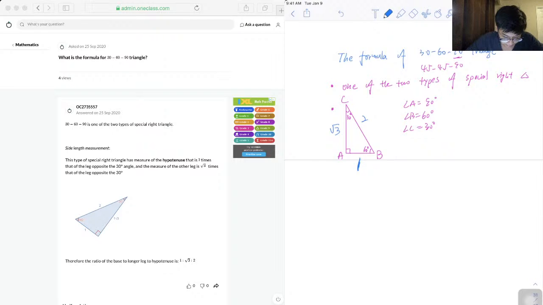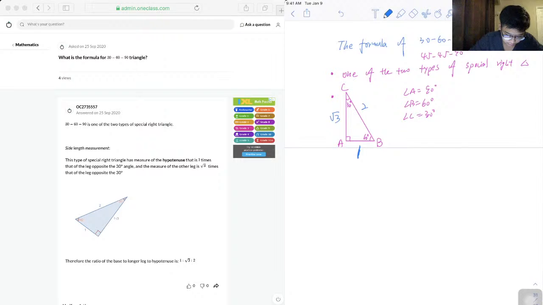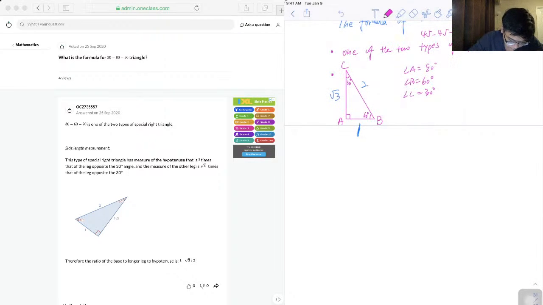And yeah, don't mix up AC and BC, because always remember the hypotenuse is the longest length in a triangle. And so the next thing will be the ratio. The ratio of the base to the longer leg to the hypotenuse is 1, root 3, and 2.